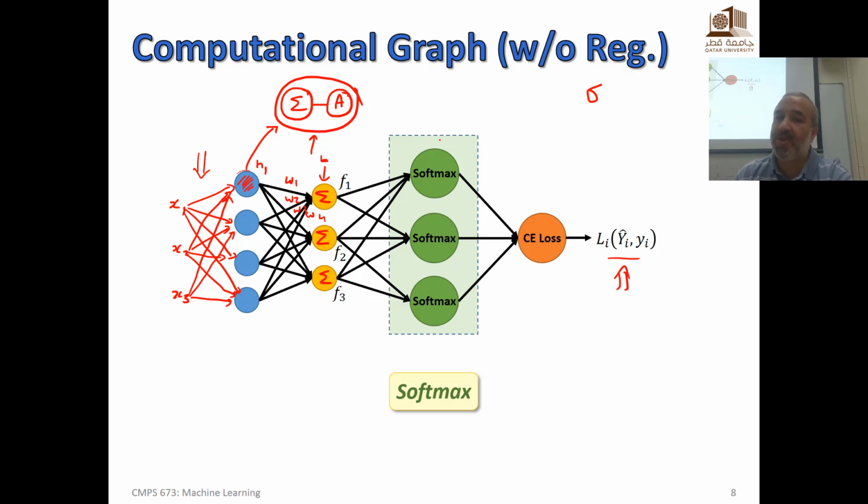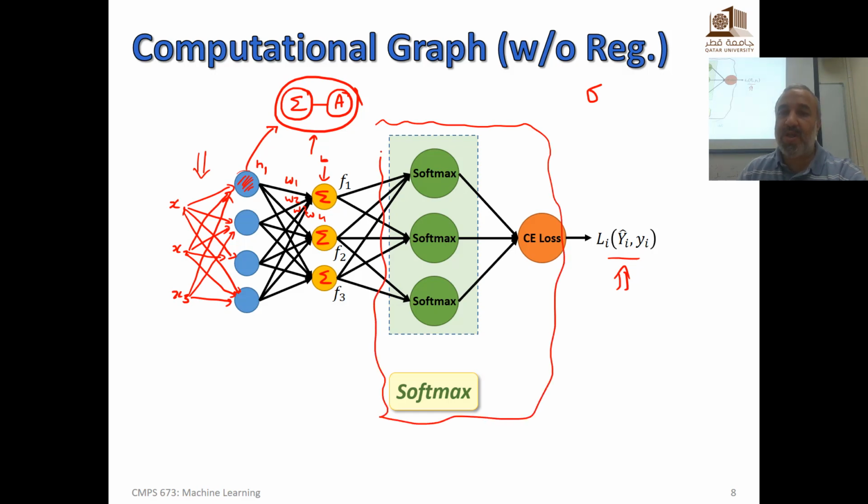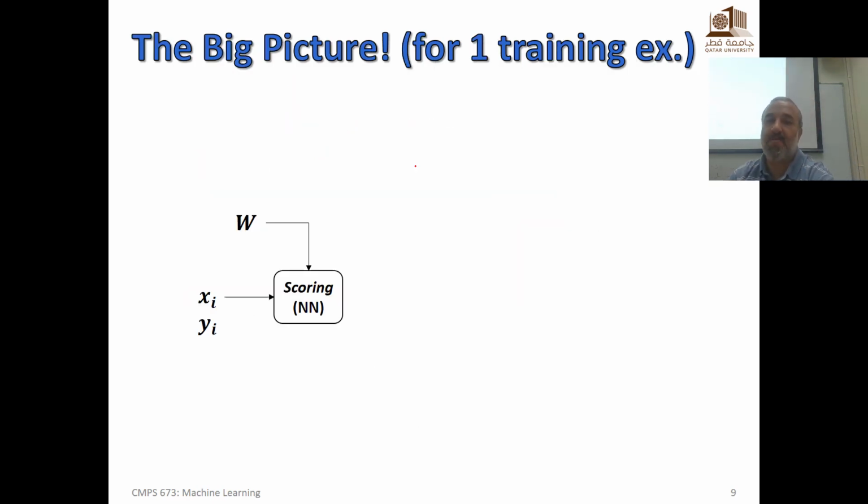The question is, do we need to compute the local derivatives for the softmax? Softmax is commonly used, but it's not always the case. There are other ways to do it. But the concept here is that you replace this part by whatever way you compute the loss with. Okay, let's think about the big picture now.